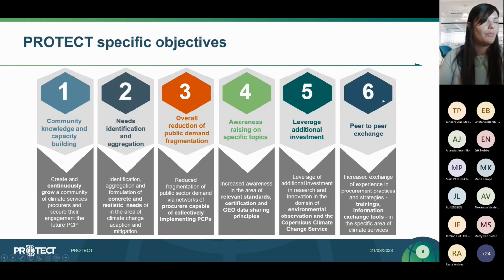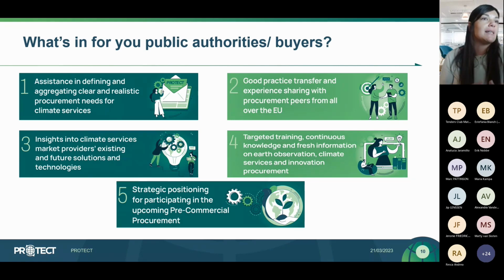Here I go. So what's in it for you as a public authority or public buyer? Well, first of all, you get assistance from us, as I said, in defining and aggregating clear and realistic procurement needs for climate services. Good practice transfer and experience sharing from your peers, as I said, who may be a bit more mature in these areas and may have good practices to share with you. Tips and experience sharing also from different sectors that they have looked at in the past, and they can also share the way they have gone about addressing one specific challenge or another.